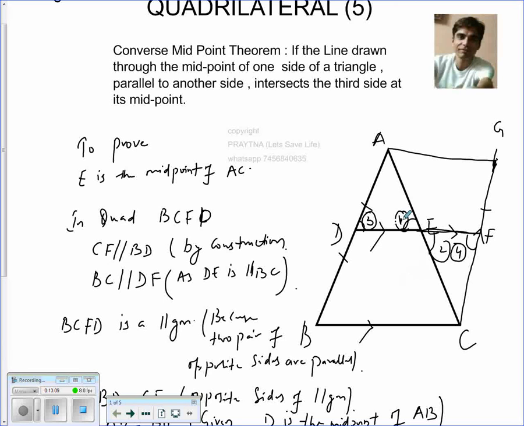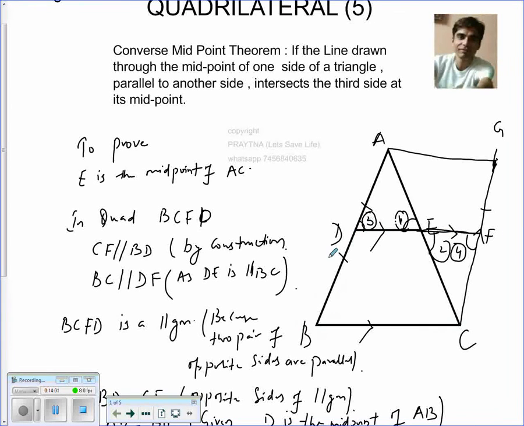Now we have to prove that E is the midpoint of AC. To prove E as the midpoint of AC, we have to construct a line CG such that CG is parallel to AD and CG is equal to AD. Now join AG. After joining AG, we draw this line DE and extend it to F such that it cuts CG at F. Now, since BC is parallel to DE and DF is extension of DE, so DF is also parallel to BC.